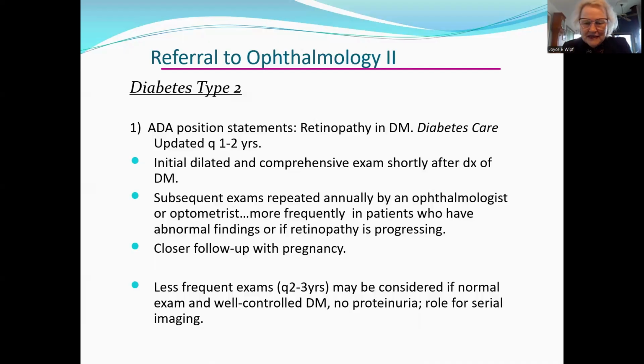Less frequent exams may be considered if normal exam and well-controlled diabetes and no proteinuria. And that's where the role for serial imaging. But as we'll see later, I think patients are going to need to be seen every 1 to 2 years in eye clinic anyway. So I think we're going to be doing annual predominantly.